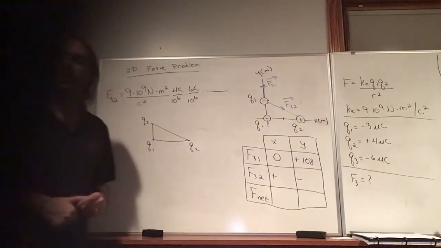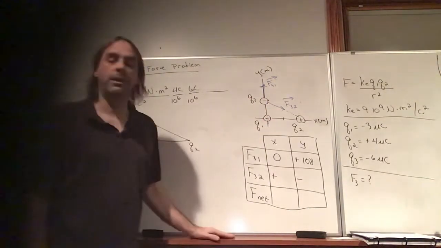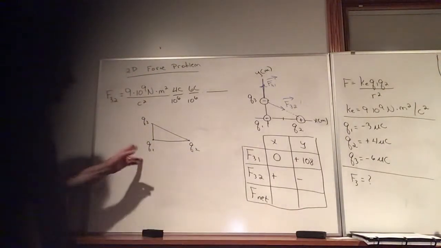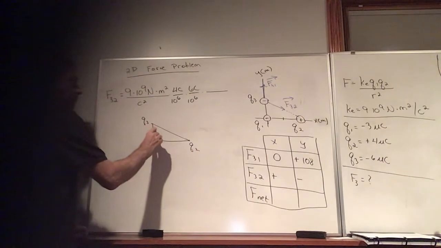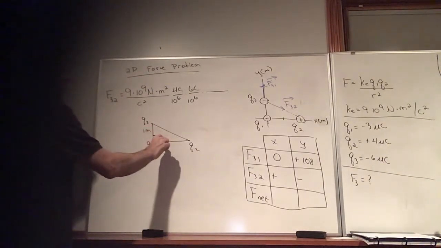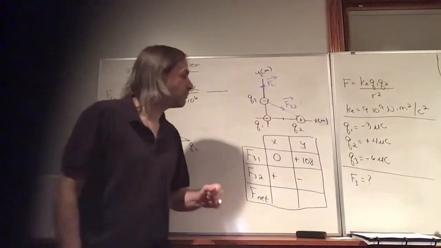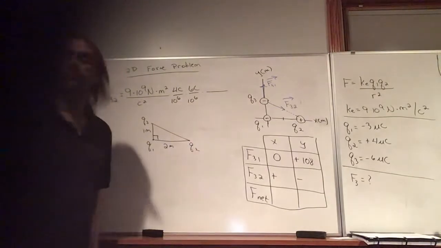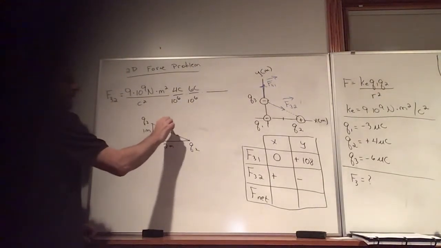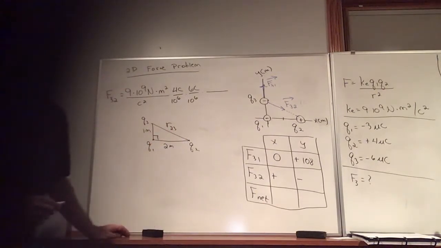Now, it might not always work out quite so nicely, but I arranged it so that these formed a right triangle, just to make it a little easier. Okay, so this is a right angle. And we know this is 1 meter, and this is 2 meters, just from looking at the picture. And so this I'm going to call R23. That's the distance between charges 2 and 3.